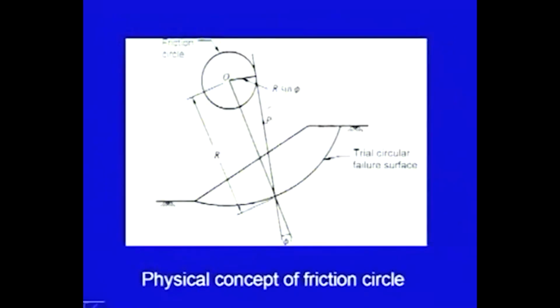Let me show this figure. Here it is the trial circle. We have taken the first trial, and this is the center of this circle. Now, here if I take the frictional force acting in this direction, and the reaction in this direction, the resultant of these two will be inclined at an angle phi. This is a very well known fact.